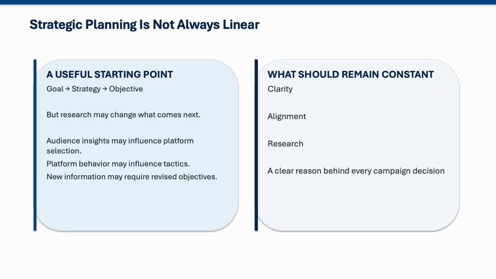Now, I want to make an important clarification here. Strategic planning isn't always perfectly linear. You don't necessarily begin with a SMART objective and then follow the exact same sequence every time. Sometimes you begin with a broad goal, which helps shape your strategy, and the strategy then guides you towards measurable objectives. Research may also change your decisions.